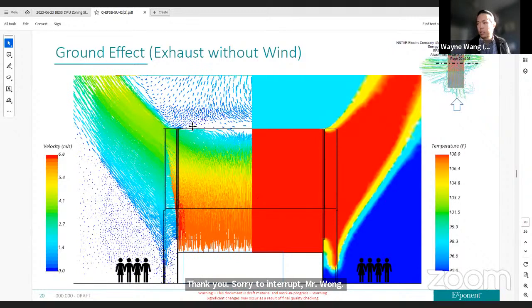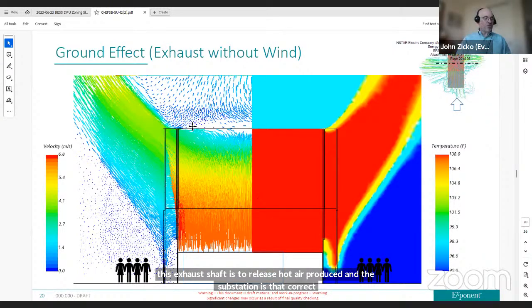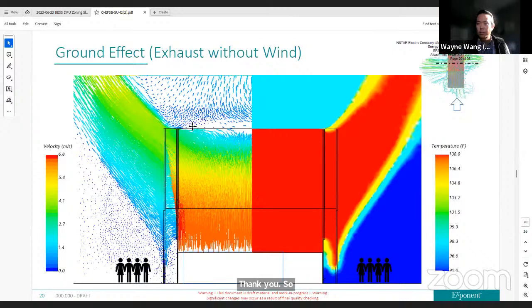I guess the reason I asked that question: the reason for these exhausts, this exhaust shaft, is to release hot air produced in the substation. Is that correct? It's to remove the heat produced by the operation of the electrical equipment in the substation. Yes. Thank you. So, granted, I don't think that this happens in an above ground one, but correct me if I'm wrong, has Eversource considered or talked with BXP about, in a way, recycling that heat to be used for other purposes at BXP?